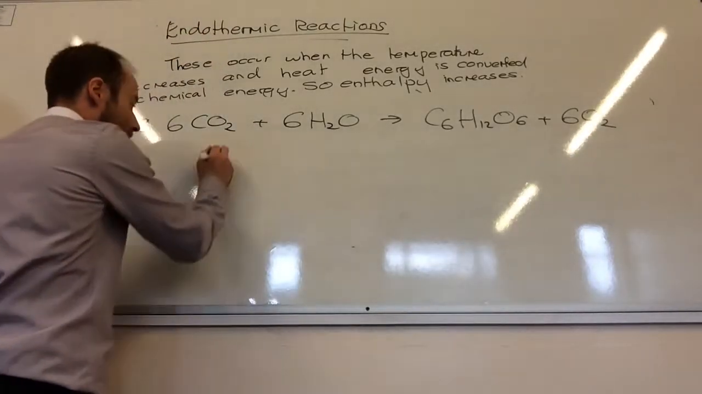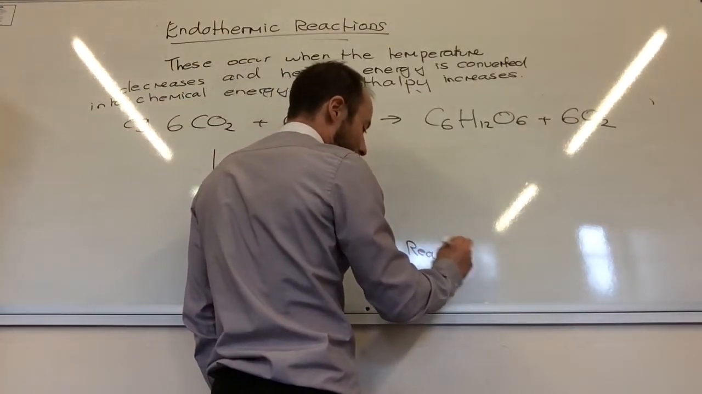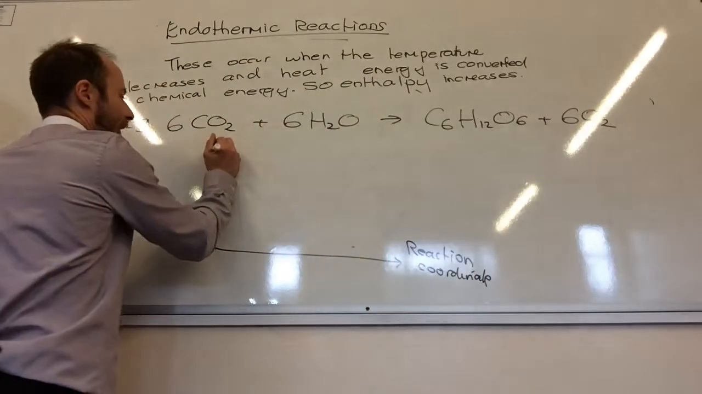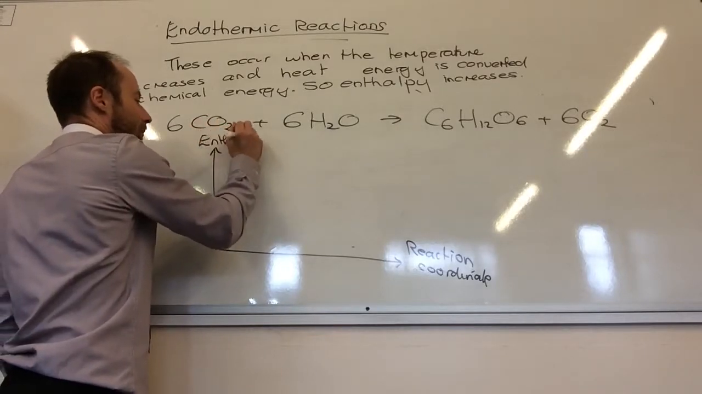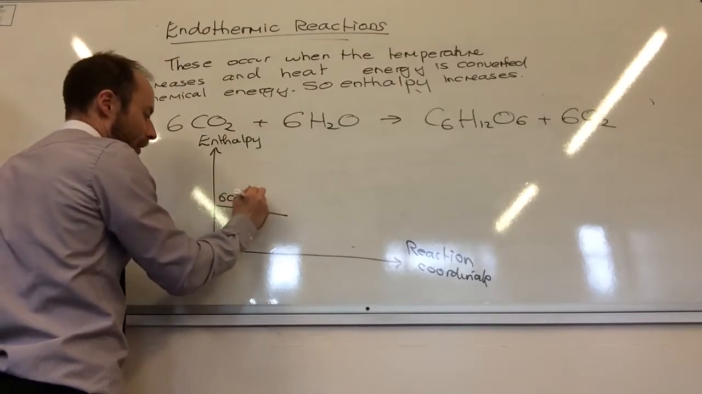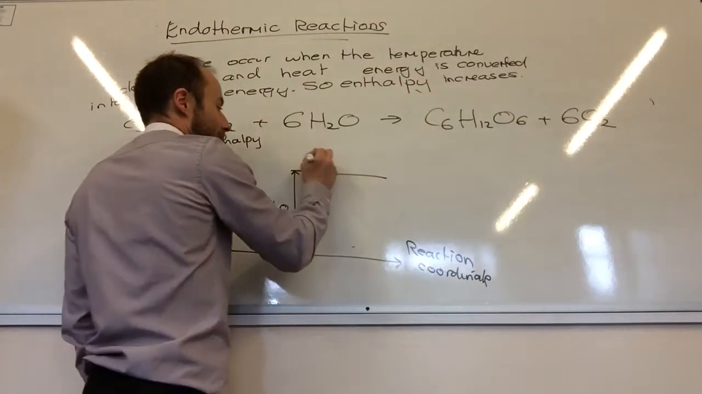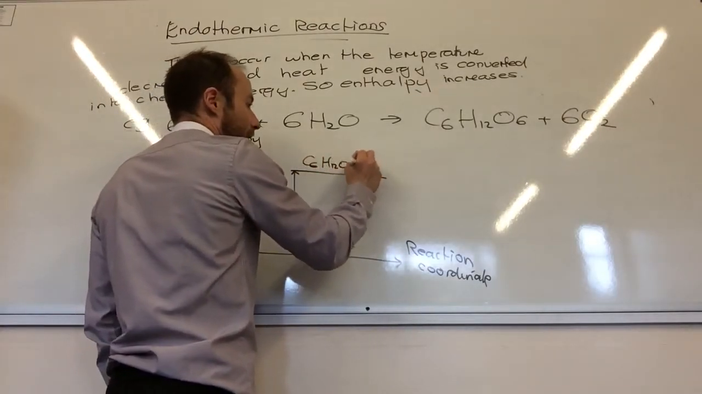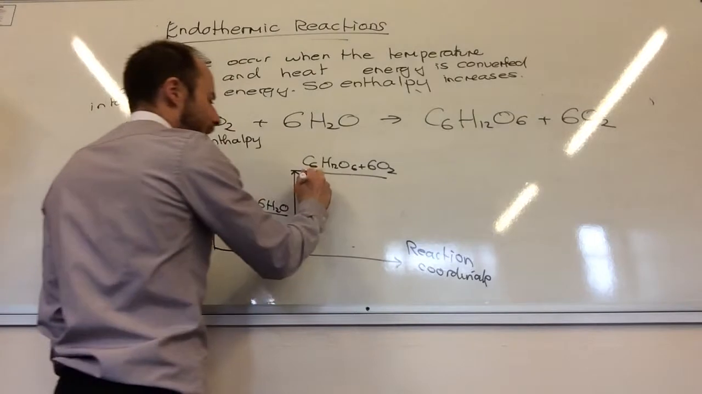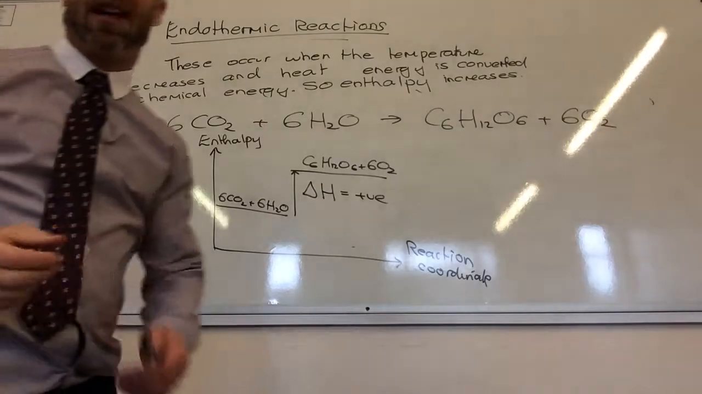So if we do an enthalpy profile diagram for this one, we have a reaction coordinate going along there. We have enthalpy going up here, and now put my reactants again here. Enthalpy is going to go up to give me my products there. Remember, single-headed arrow going up. So delta H now is going to be a positive figure because my enthalpy is increasing.